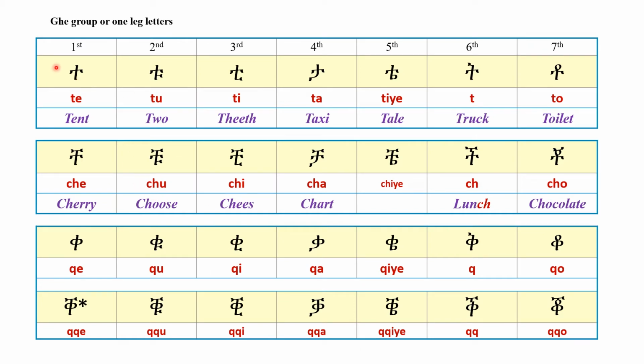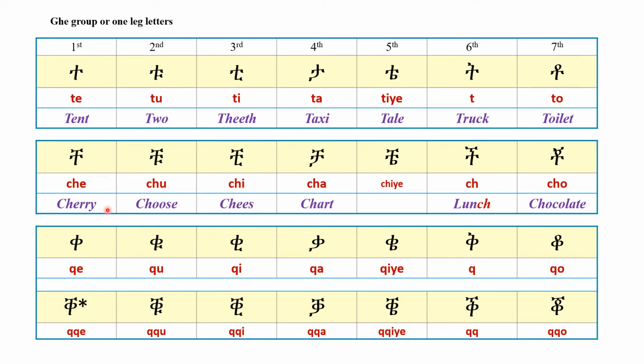Let us see here how we pronounce in English, or the similarity to the English pronunciation. Te, like tent. Tu, like two. Ti, like tease. Ta, like taxi. Tie, like tail. T, like truck. To, like toilet.